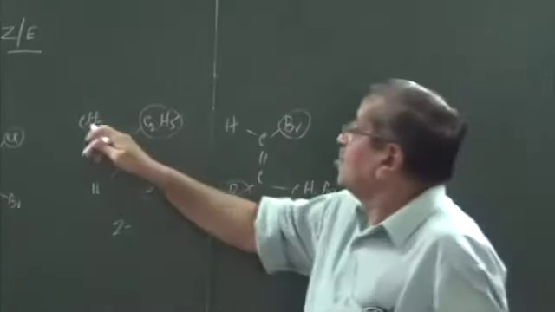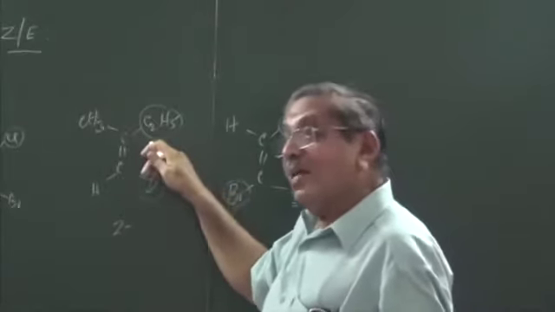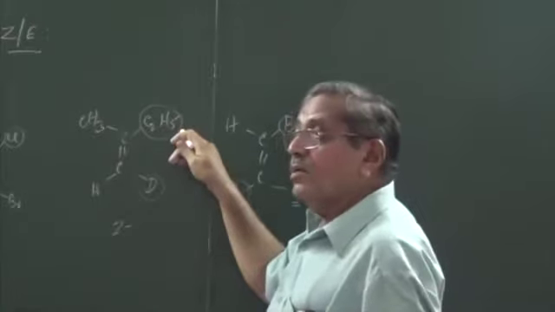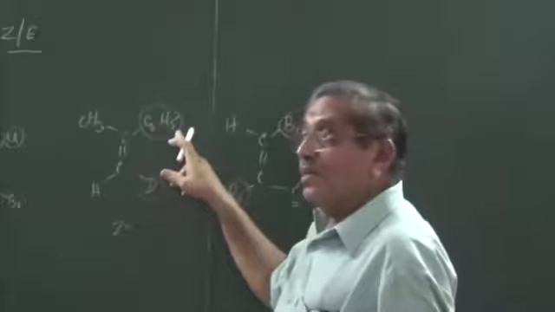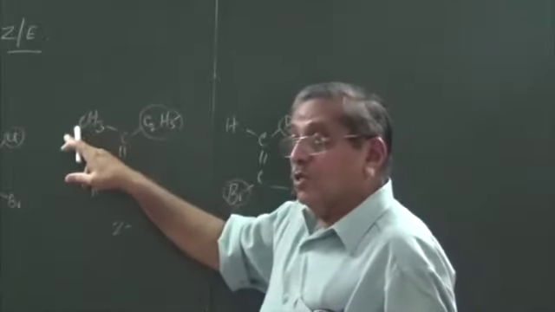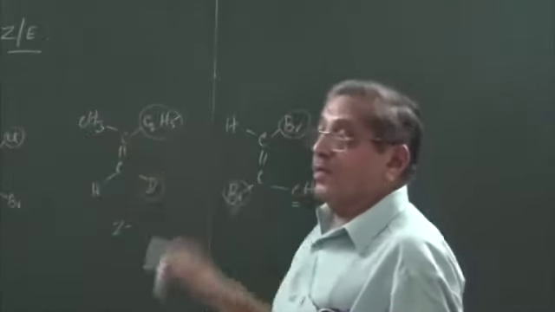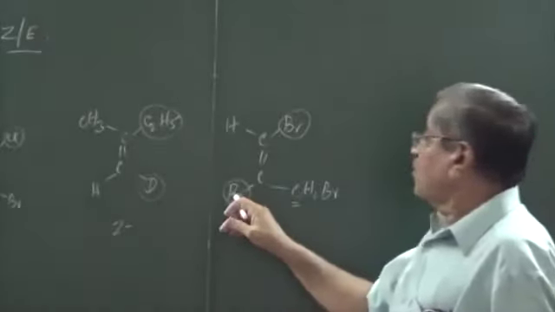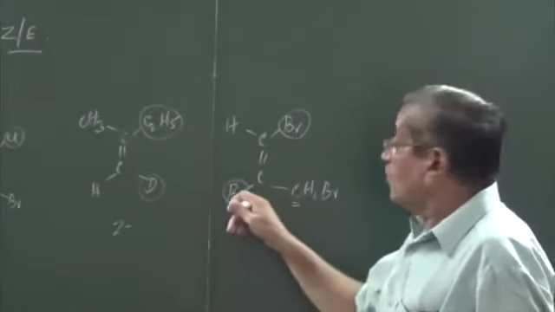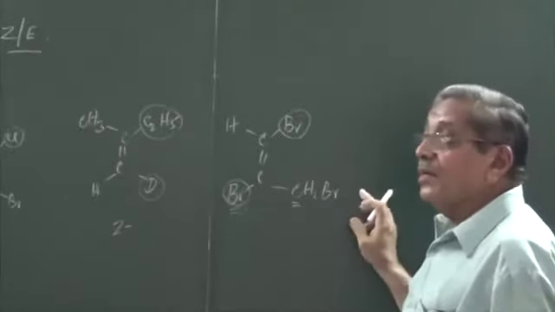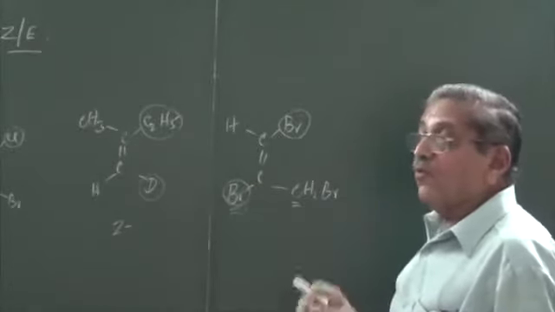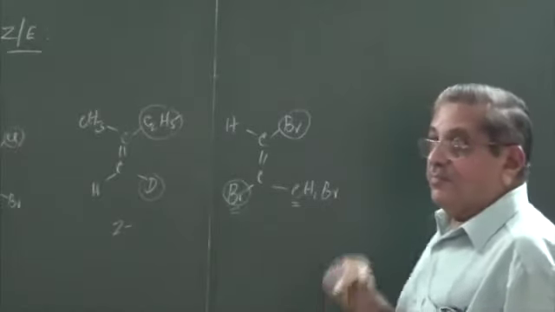Because here it is C and C, both are the same, then you take the next one. Otherwise, it is not necessary. Here C is attached to C, whereas here C is attached to H. So C attached to C is of higher priority. Now here it is Br and C, so Br is of higher priority. Even though total mass may be higher, that is not the way of finding the higher priority.